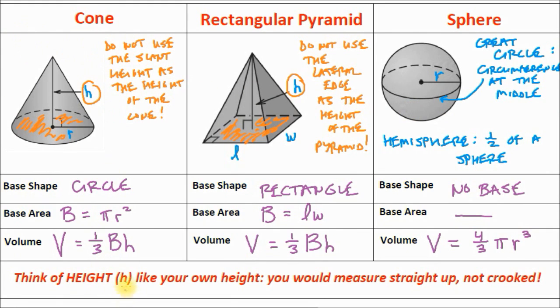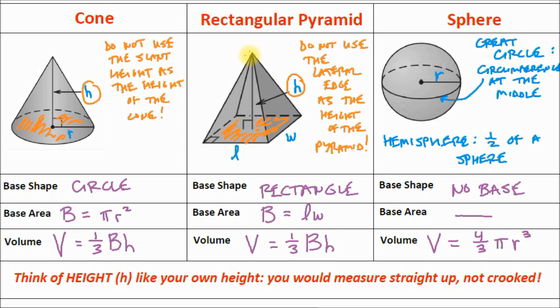Think of height, or the letter H, like your own height. You would measure straight up, not crooked. So you would never find the height of this cone by measuring crooked. Just like if I want to know how tall you are, I'm going to measure from your feet straight up to the top of your head. Same with the pyramid. You want to know the height? Don't measure crooked along this edge. Don't measure crooked somewhere along this face. You're going to measure straight up and down from the base all the way up to the top of the pyramid.